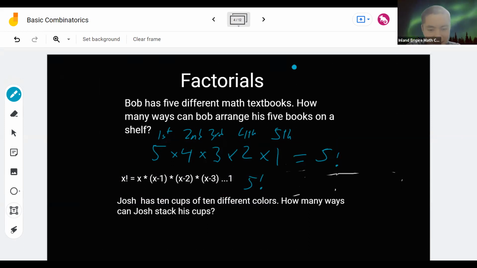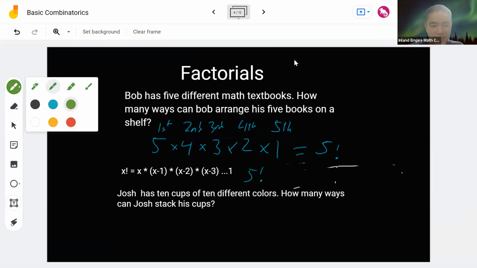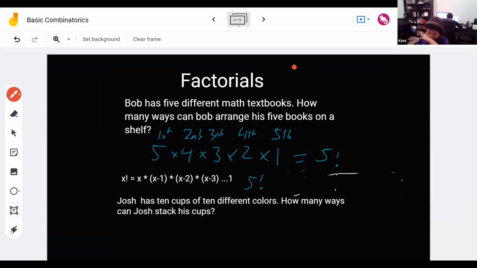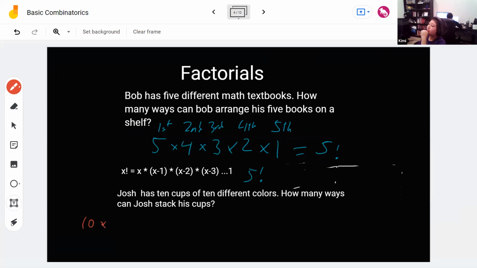How many ways can Josh stack his cups? Olivia, you want to try this one? How many ways can Josh stack his 10 cups of 10 different colors? No thanks. All right. Kemi, do you want to try this one? Sure, I think I got an idea. 10 times 9 times 8 times 7 times 6 times 5 times 4 times 3 times 2 times 1.